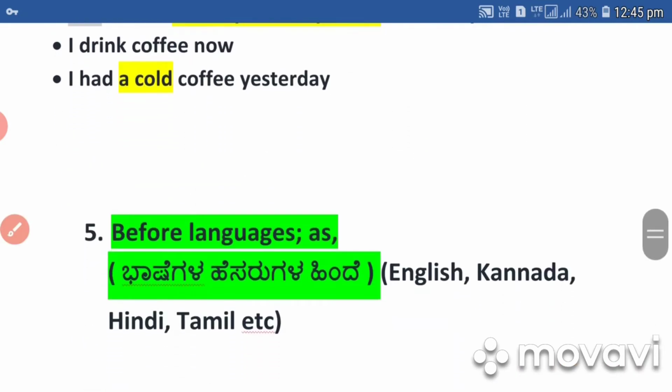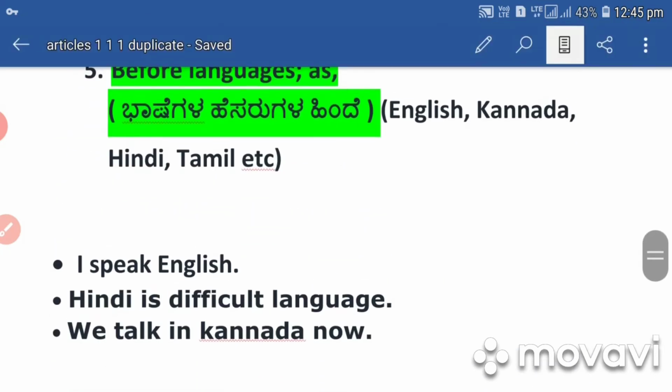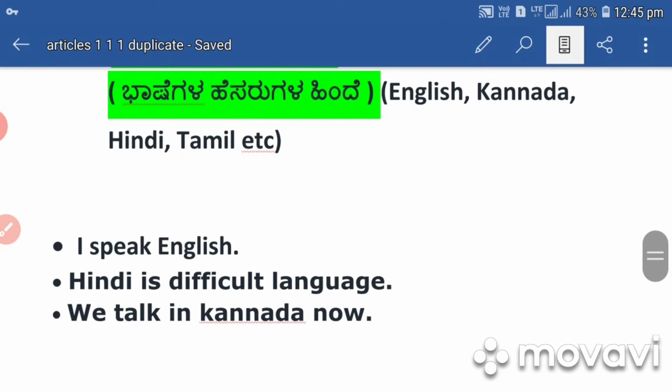Next, the fifth rule says, before languages, you are not supposed to use any article before languages in a general sense. This much is very clear actually. Languages like English, Kannada, Hindi. "I speak English." "Hindi is a difficult language." "We talk in Kannada now," like that.